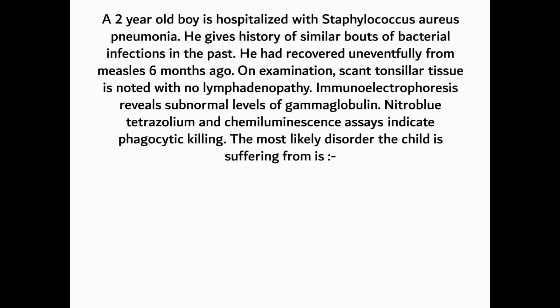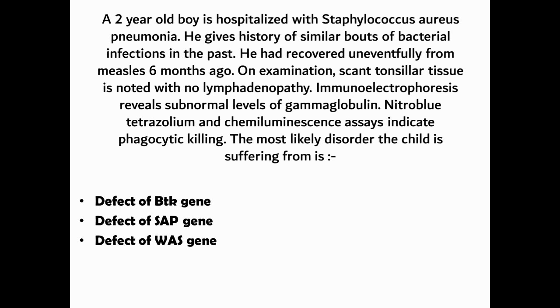Okay, so here I'm not providing the options first of all, so you just have to look at this question and read it once again. If you're not satisfied with what I've read, please pause the video once and go through the question thoroughly, look for all the hints, note them down on a piece of paper, and look for the diagnosis without looking at the options. Once you're done doing that, we're going to proceed. Now let's look at the options for this case. Options are defect of BTK gene, defect of SAP gene, defect of WAS gene, ICAM1 deficiency.